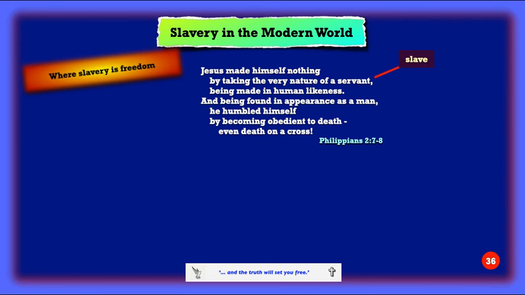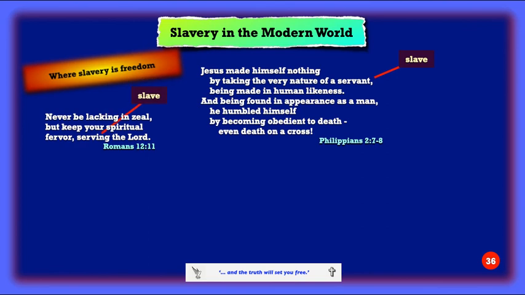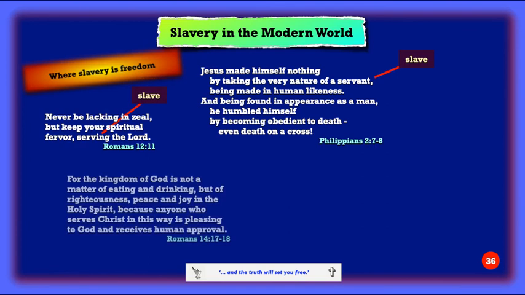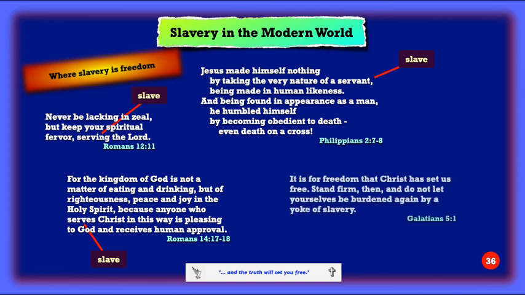If anyone was free, he was free, serving the Lord. Slavery is freedom. Same word. The kingdom of God. It's peace, joy in the Spirit, because anyone who serves Christ in this way is pleasing to God. Same word. Slavery is freedom when we put our heart and soul and commit ourselves to serve Jesus.